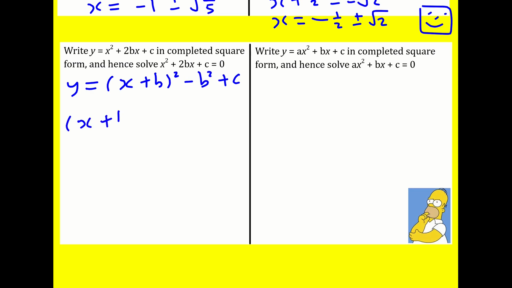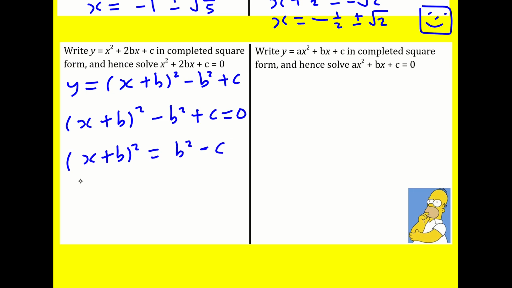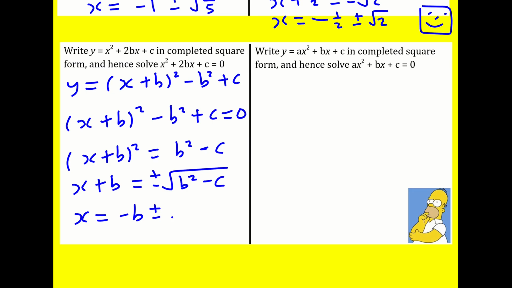Now I'm going to set this equal to 0. That's going to leave me b squared minus c. So x plus b is going to equal the square root, and I have to put it around the whole thing now, square root of b squared minus c, plus or minus. I cannot separate this. When I'm subtracting things inside a surd, you can't do anything with that. And I'll get minus b plus or minus the square root of b squared minus c. That's my answer. I can't simplify it anymore.